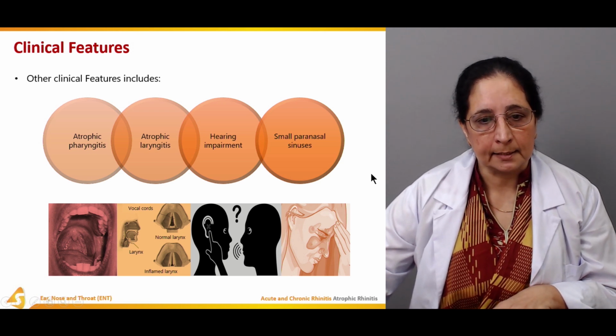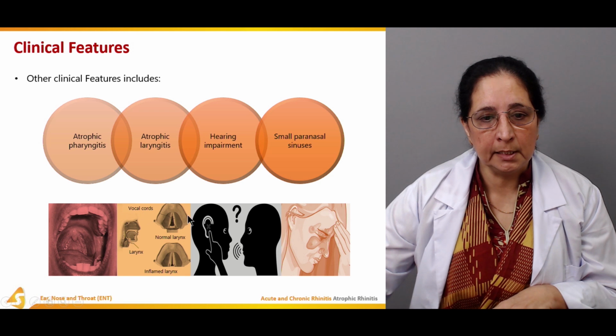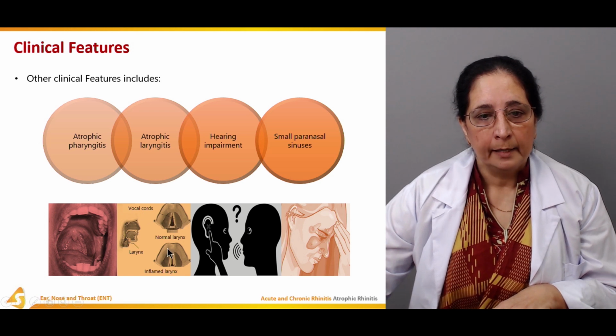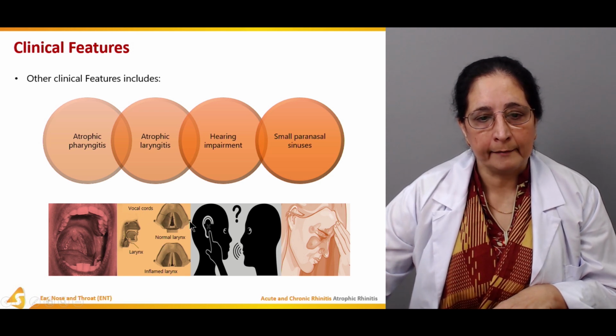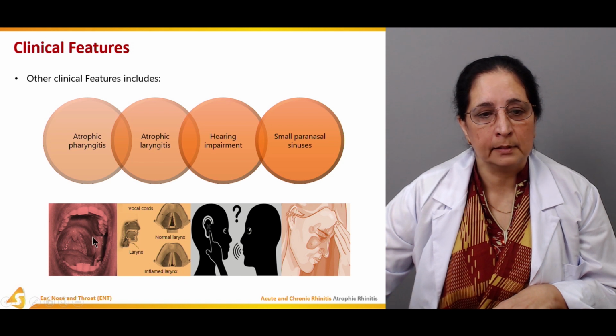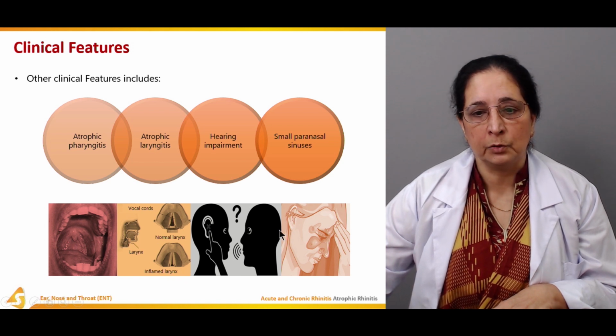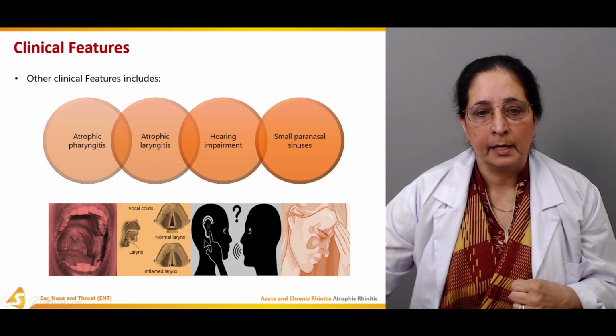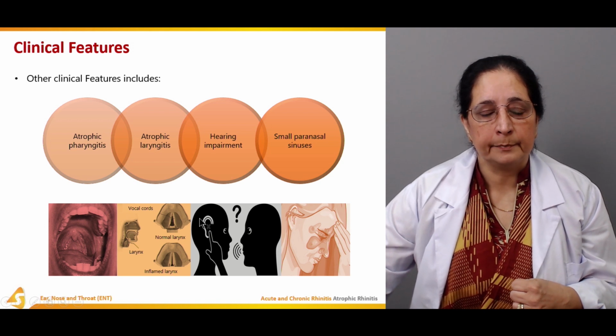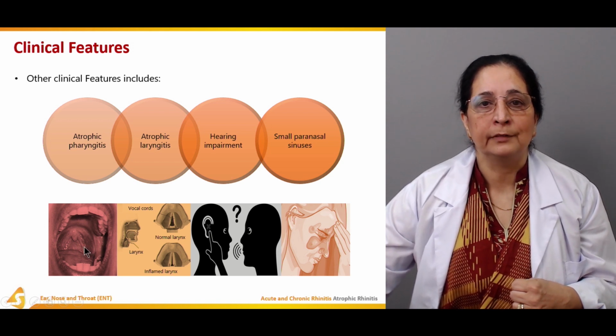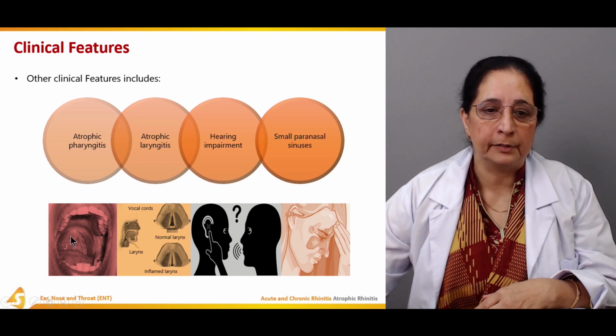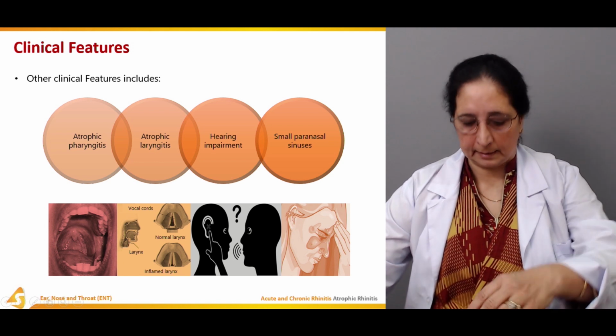Here, if you see, these are the vocal cords, then this is the normal larynx, this is the inflamed larynx, and then we have the normal larynx. So these are the pictures that show it. Headaches are common, hearing impairment is present, and this is inflammation of the pharynx or the back of the throat; an inflamed pharynx is there.